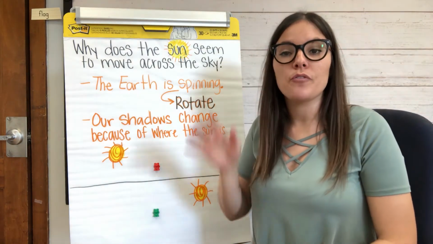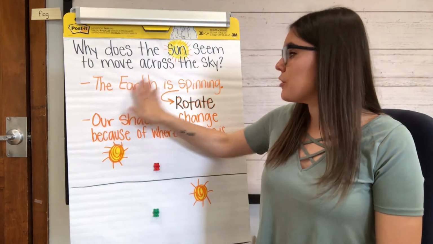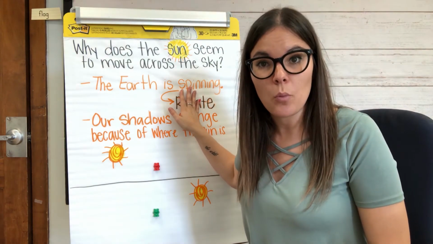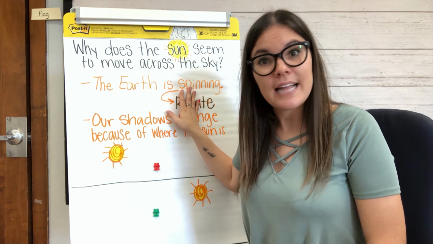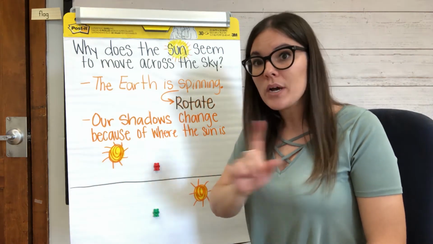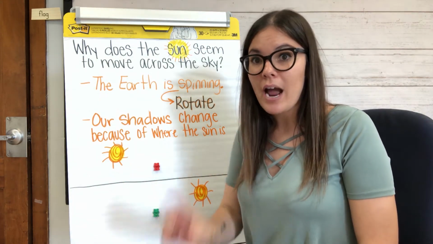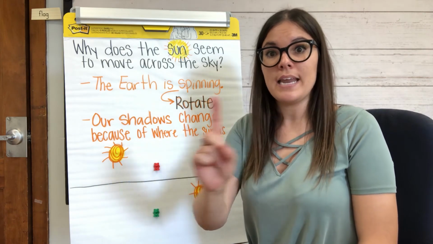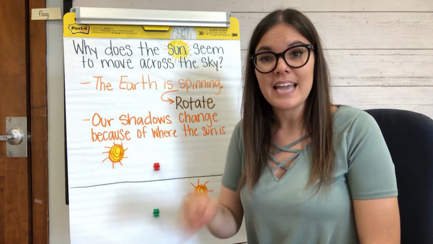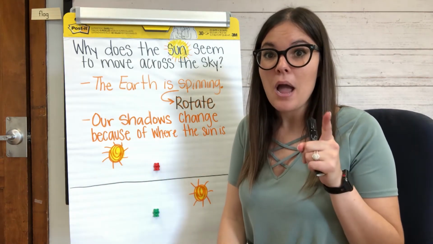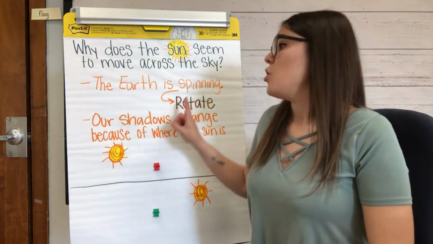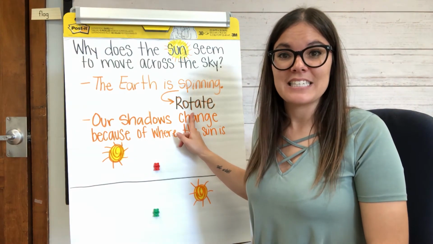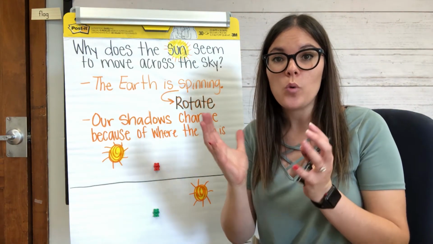We learned from the book that the Earth is actually the one that is spinning, and the sun is not spinning at all. It's not moving. It's not going around us. We are actually the ones that are going in a circle to give us that day and night. And what is that really important word that we learned for spinning? Rotate. Yes, so the Earth is rotating.